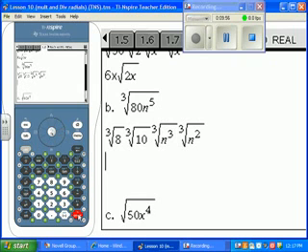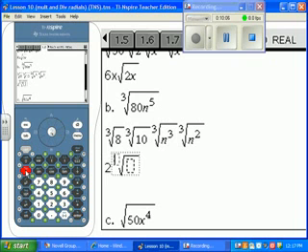Okay? What's the cube root of 8? What's the cube root of 10? You can't take it, so you leave it. Can't take the cube root of 10, so you leave it alone. What's the cube root of n cubed? What's the cube root of n squared? You can't do it, you leave it alone.